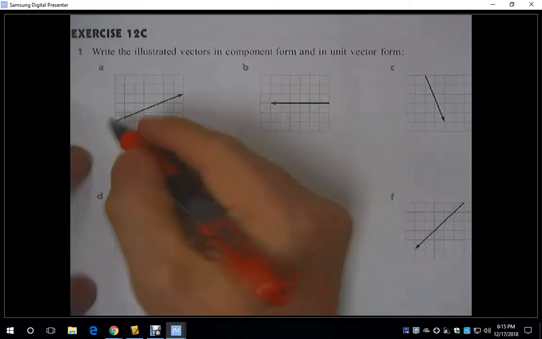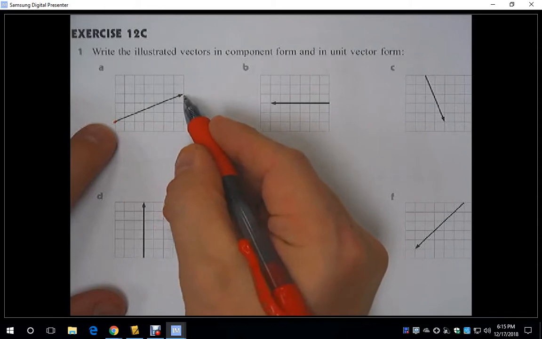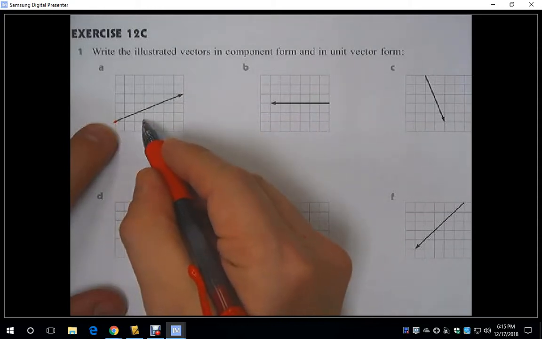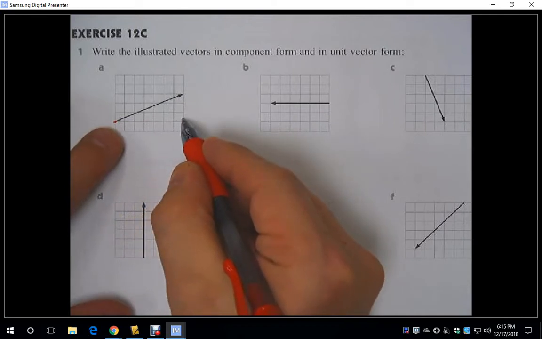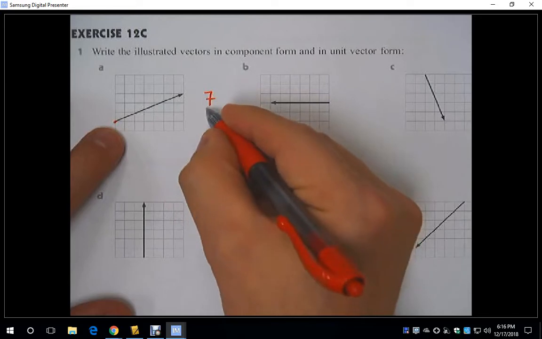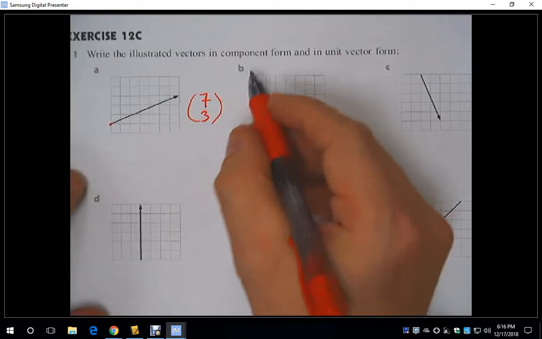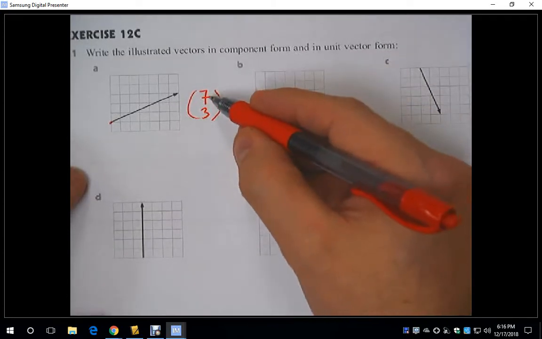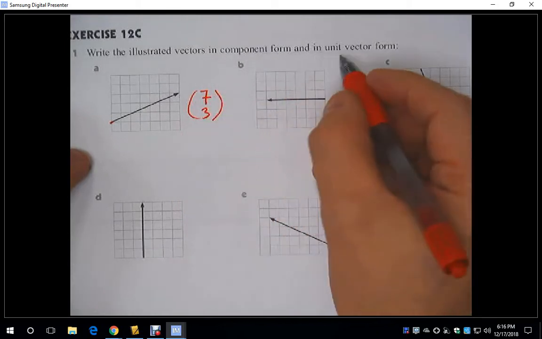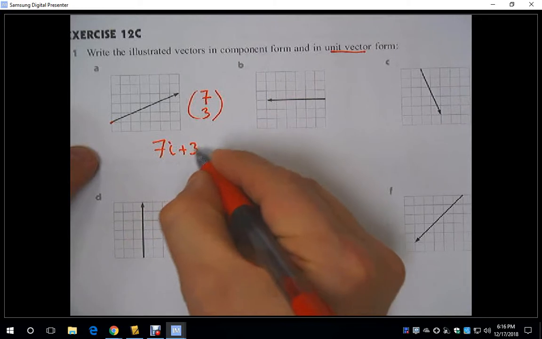Well, if my vector starts at this particular point and ends, we see that the head of that vector is here. We're moving 1, 2, 3, 4, 5, 6, 7 units to the right, so positive 7, and 1, 2, 3 units up, so 3. This is called component form, and it's called component form because the vector is written in the xy components. Now, if we also want to write in unit vector form, this would be 7i plus 3j.